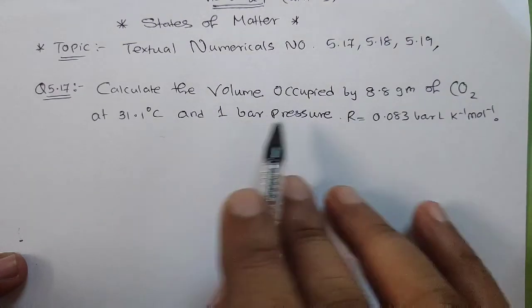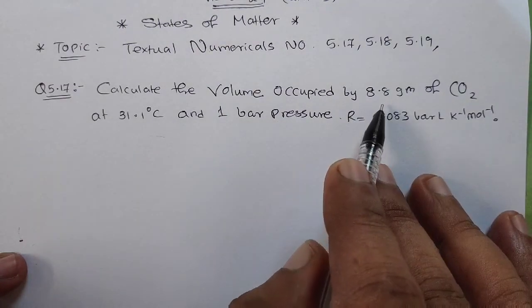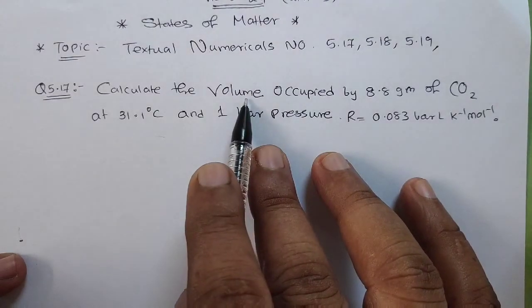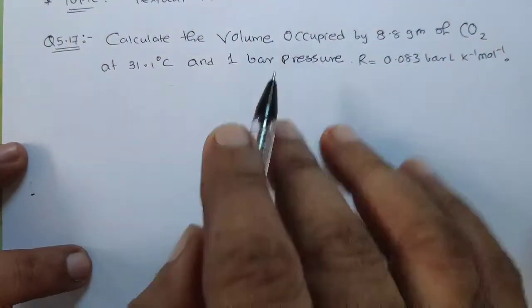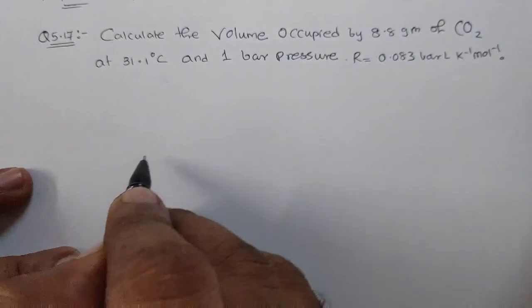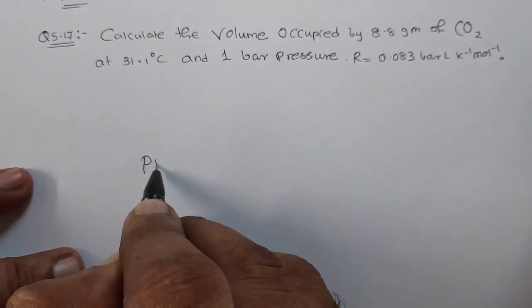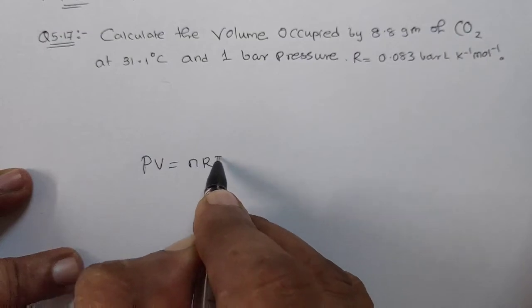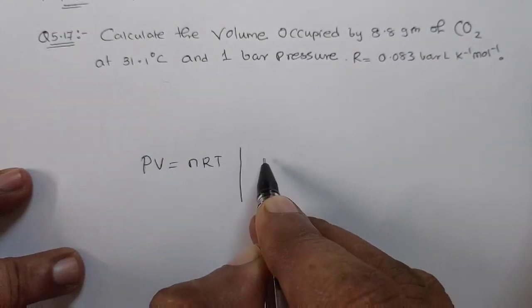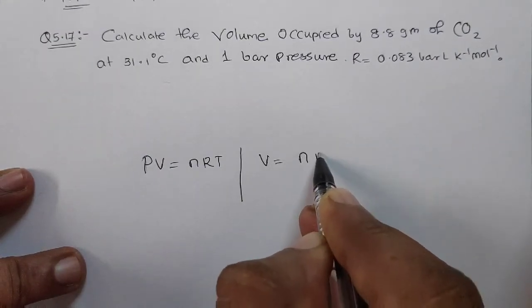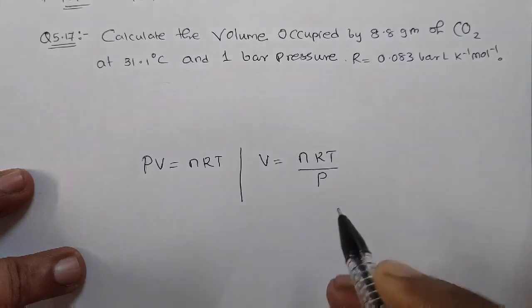Pressure is given, temperature is given, R value is given and weight is given, right? So what you calculate? Volume. Now when we have to calculate the volume, we have the formula. What is the formula? Formula is PV is equal to nRT, right? So if I convert this formula, V is equal to nRT by P.